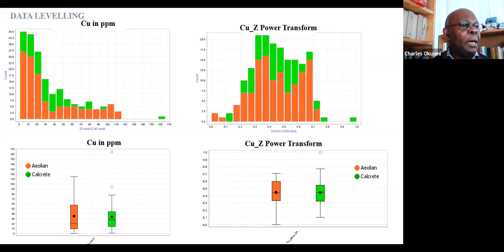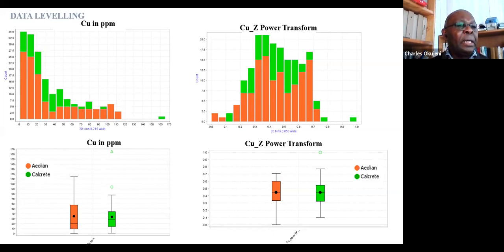The raw data we have on the left, the level data we have on the right. If you look at the histograms, the box plots actually show that as well. This seems to dominate here. It's a bit higher, the mean here.